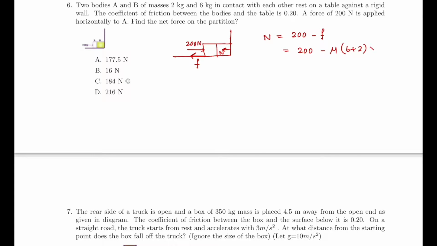into 10. So this is 200 minus 0.2 into 8 into 10. That means 200 minus 16 is 184 Newton. This is the force that the wall exerts on the bodies. Option C.